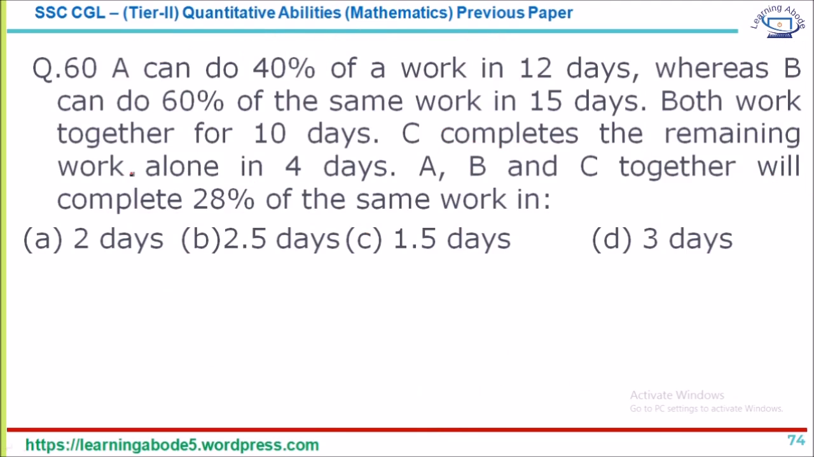Now question number 60. A can do 40% of work in 12 days, B can do 60% of the same work in 15 days. They work together for 10 days. C completes the remaining work alone in 4 days. A, B and C together will complete 28% of the work in how many days? If A can do 40% work in 12 days, that is 2/5 of the work in 12 days, then A will do the complete work in 30 days.